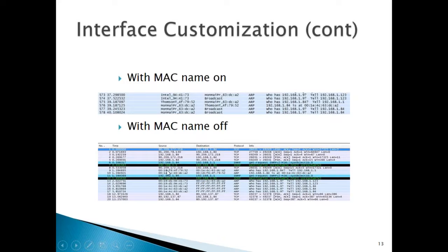So sometimes you want the actual MAC address itself. In the bottom one, I'm showing you how, if I turn the MAC name off, I can actually pick up the actual MAC address itself. For those who don't know, the first 3 sets of numbers, or 6 digits, is the vendor ID. And the second 6 digits are the actual address of the network card.